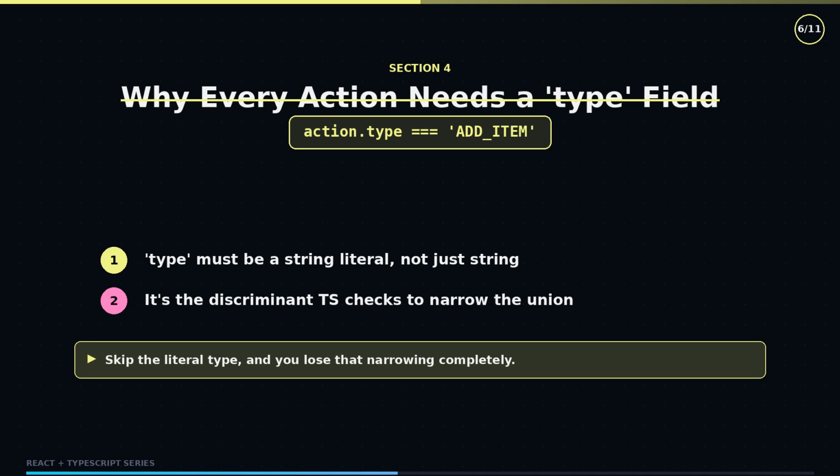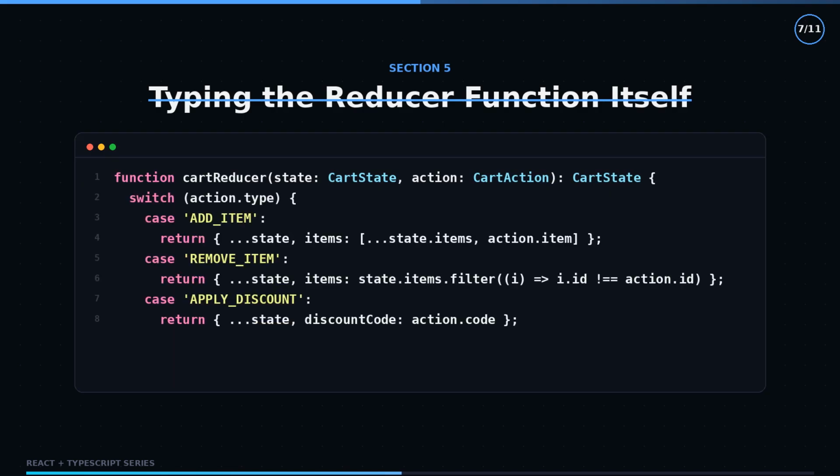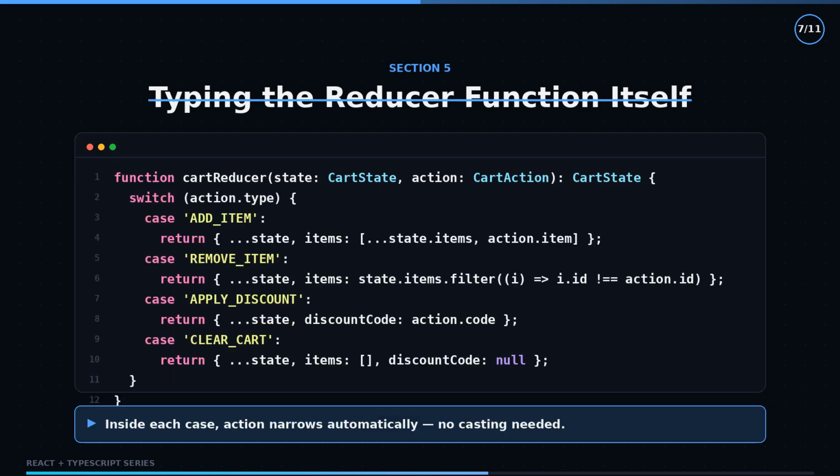4. Why every action needs a type field. Every action in a typed reducer needs that type field, and it has to be a string literal. Not just string. That literal is the discriminant. It's the one field TypeScript checks to figure out which variant of the union it's looking at. Once you check action.type equals add item, TypeScript automatically knows action.item exists, and that action.id or action.code do not exist on this branch. Skip the literal type, and you lose that narrowing completely.